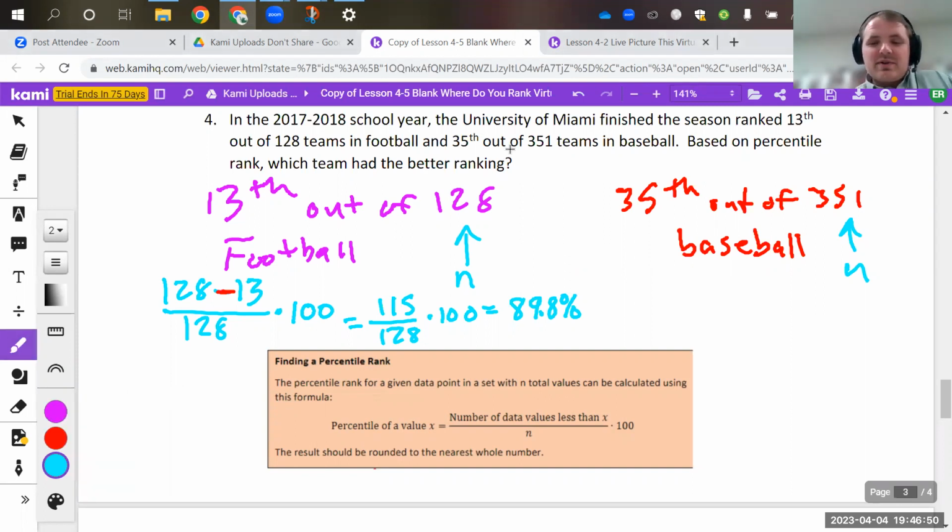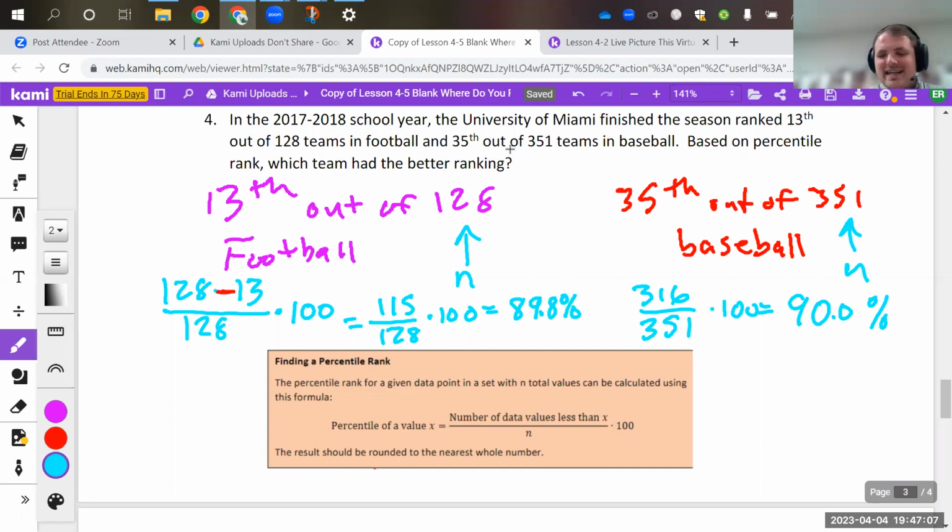316 is correct. So if there's 351 total, that numerator is going to be 316 out of that 351 times 100, giving you 90.0%. Now, if these people are playing sports, they're probably pretty competitive. So the fact that the answer key says something lame like both teams were in the 90th percentile, I guarantee you the teams would want you to round so that the baseball team can say that they're ranked higher or better than the football team. So I know the answer key says neither. I would not count you off if you said neither, but just know in an actual scenario, the baseball team's going to want you to round to see that they're actually better.